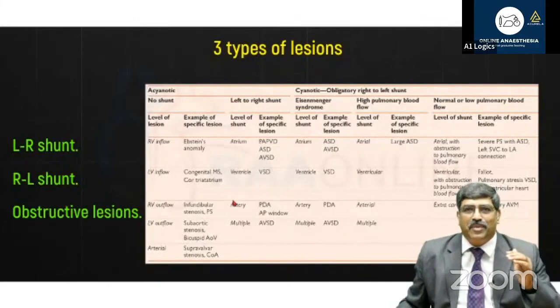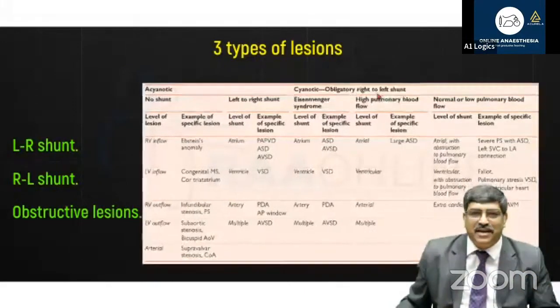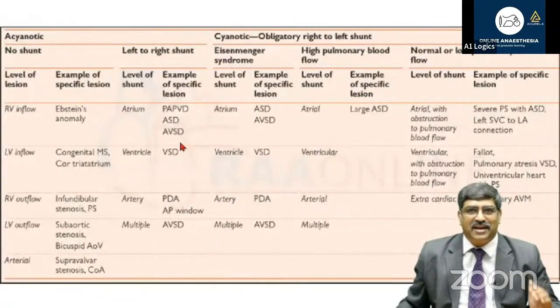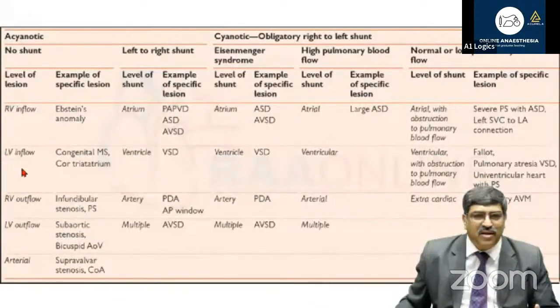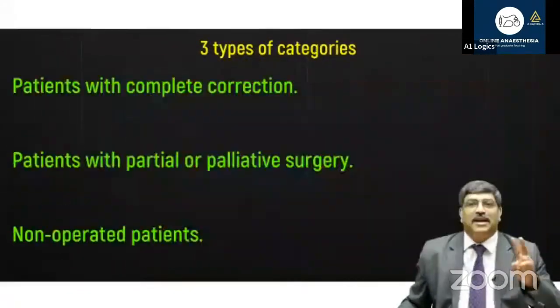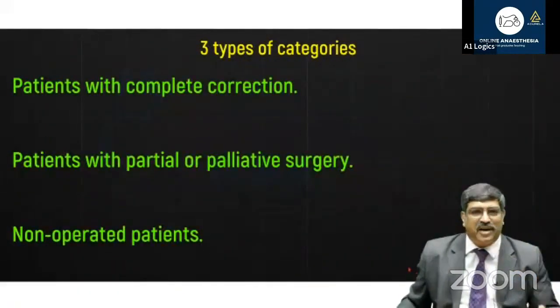With regard to pulmonary blood flow, there are another 3 types. It can be high, normal or low pulmonary blood flow. And another way to look at congenital heart disease is the ventricles and great vessels. You can look at the inflow of the ventricle, the outflow of the ventricle, or the great vessels relationship. It can be classified into 3 types of categories.